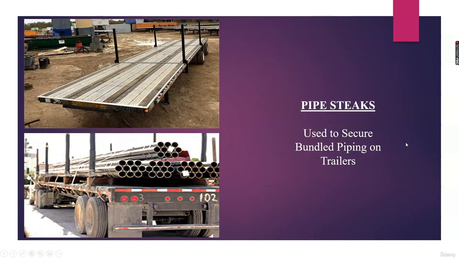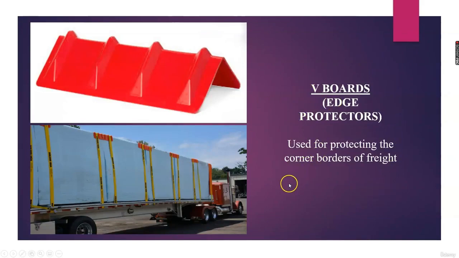I think this is the last accessorial. No, that would be this one. Okay. All right. So the next one is V-boards, or what are also called edge protectors. And these are used for protecting the corner borders of freight. They're called V-boards because obviously they're in the shape of a V. And also called edge protectors, but they go on the edge or the corners of freight.